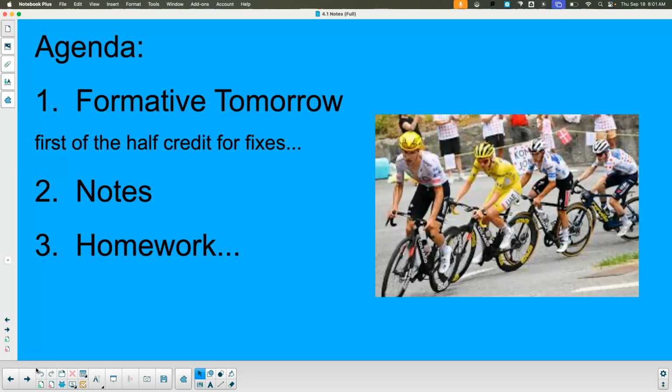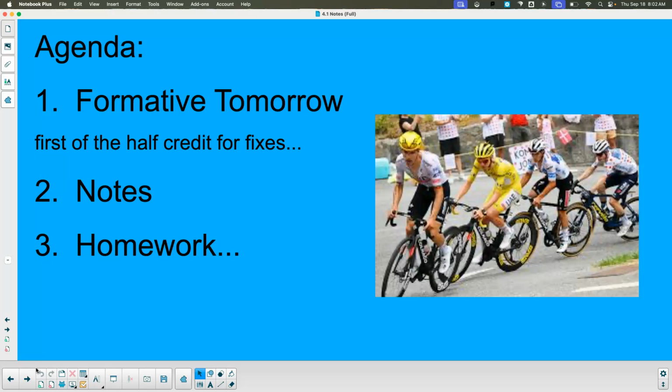Here we go. A couple of things. First off, you have a formative tomorrow in class, okay? And that one will be a full page, one will be half. It's kind of like an inverse relationship. On the half page formative that you took earlier this week, you get all of the points back. On a full page formative, you get half of the points back if you need to fix something.